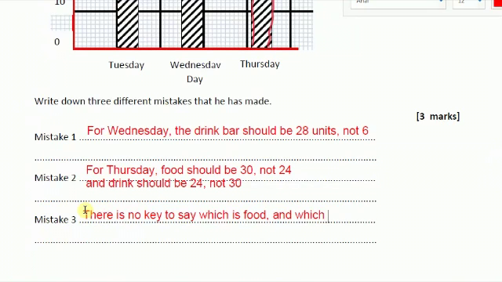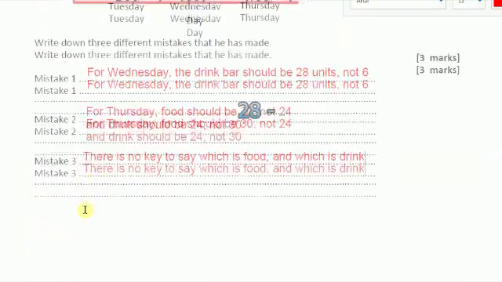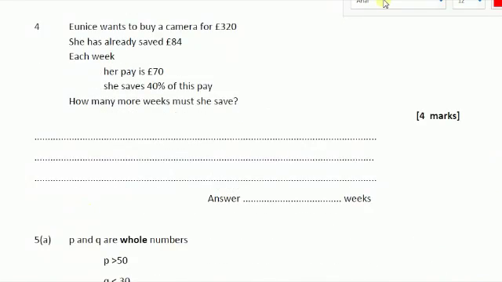So there's no key to say which is food and which is drink. Every bar chart where you've got more than one kind of shading should have a key.